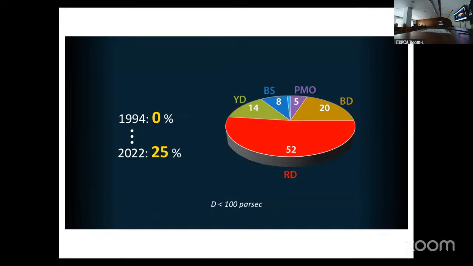The number of substellar objects is increasing. When I started my PhD, well, actually in '94 I was finishing it, the number in the solar neighborhood was 0 within 100 parsecs. And now it's about 25% of the population within 100 parsecs. So this is a very important population of objects by number.